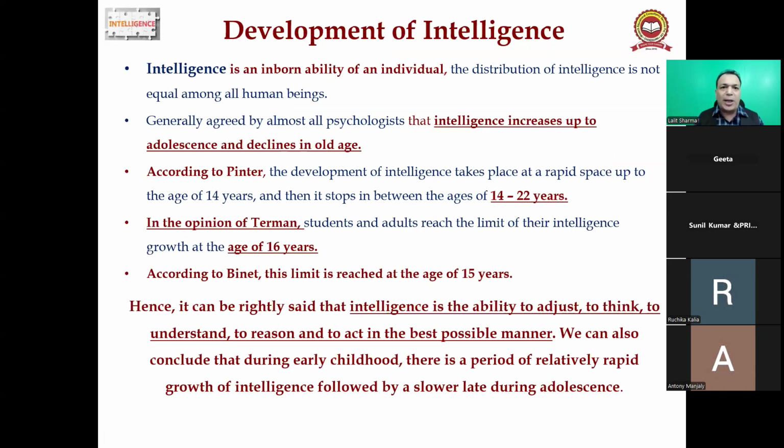Intelligence is an inborn ability of an individual. Here it becomes clear that it depends upon heredity, because it is an inborn ability of an individual. The distribution of intelligence is not equal among all human beings. Naturally, it is clear. Every person is a unique person. Stop labeling the students, guys.